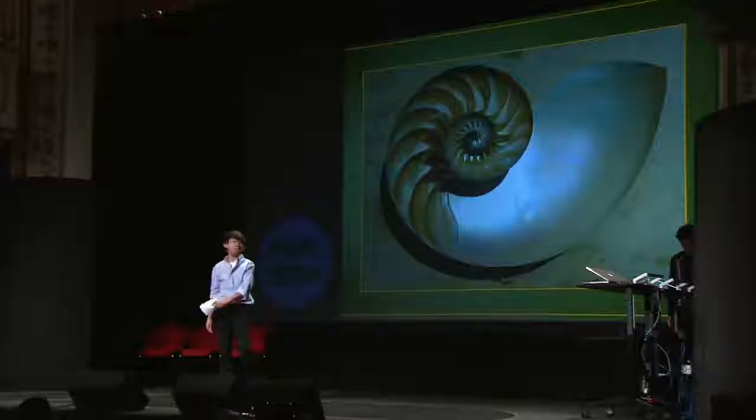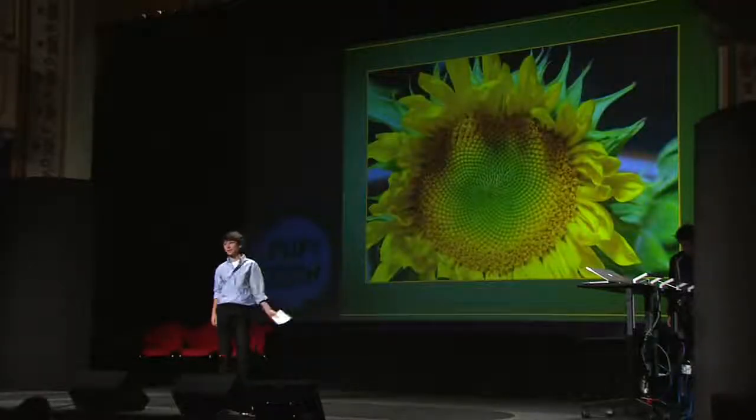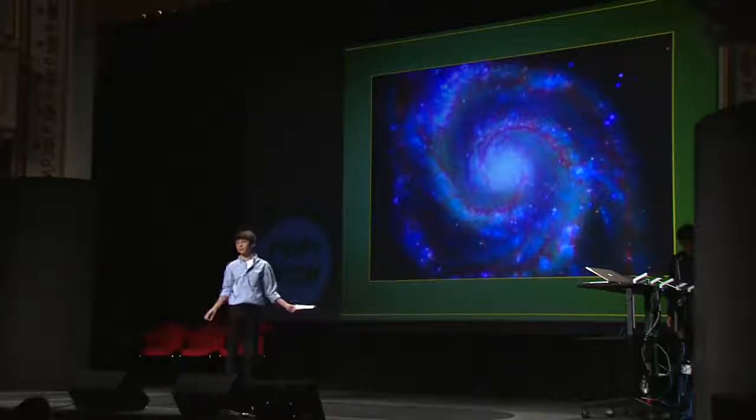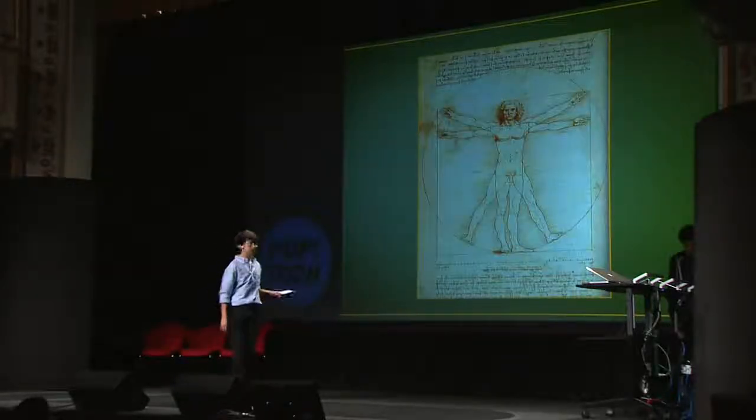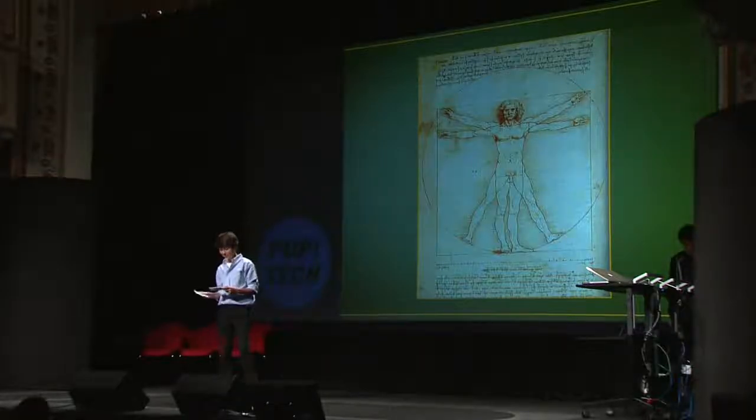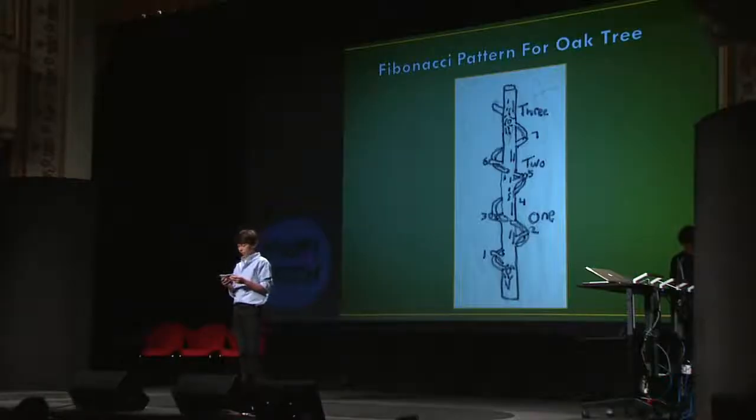What's amazing is that the Fibonacci numbers and their ratios appear in many forms of nature, like the shape of nautilus shells, the seeds of a sunflower, and galaxies flying through space. Even ratios of parts of your body follow the same pattern. Trees are no exception. Tree branches follow a Fibonacci formula.